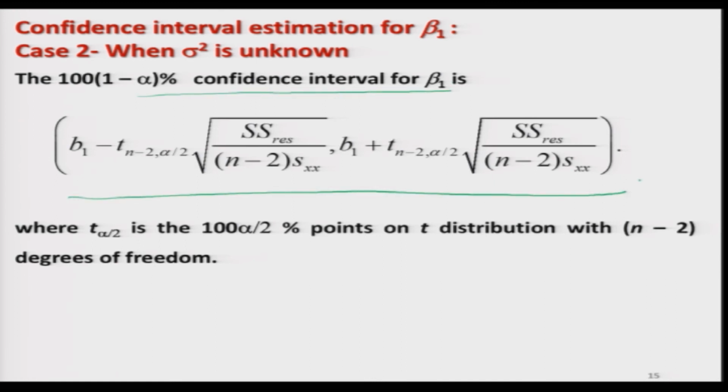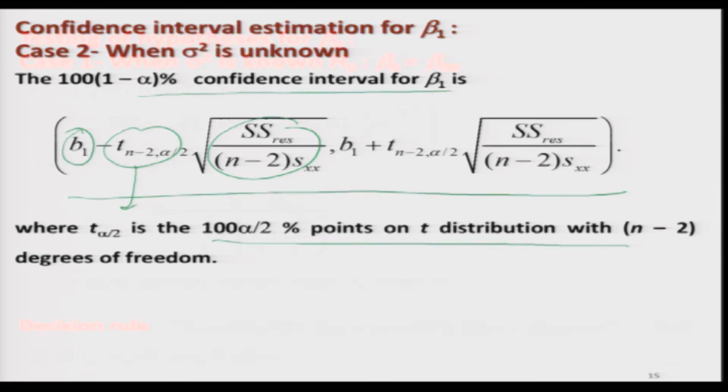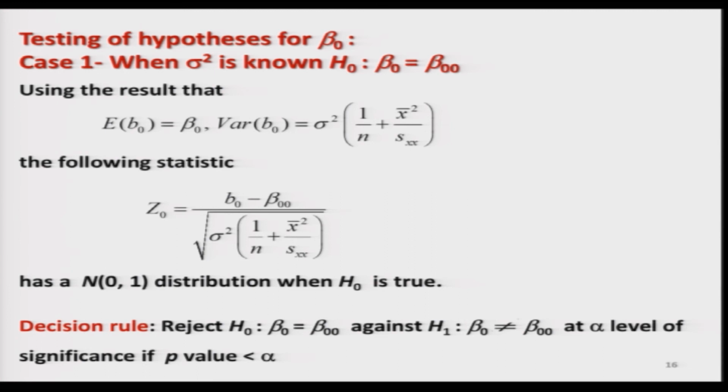So you can see all these things can be obtained from the data, and the t value can be obtained from the table, but I am not going to show it manually here because we are going to use the software. So what is this thing? This t alpha by 2 is the 100 alpha by 2% point of the t distribution with n minus 2 degrees of freedom.